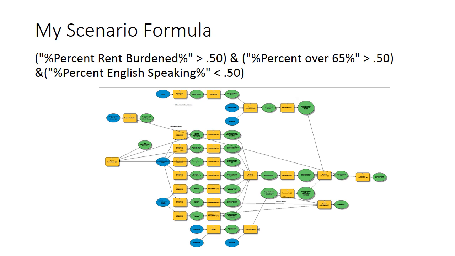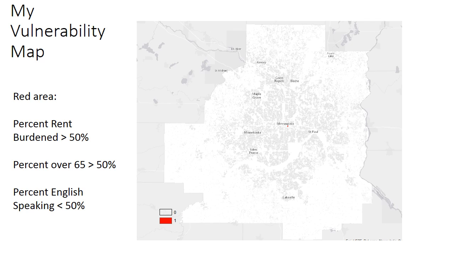So for example, for my scenario, I chose percent rent burden over 50%, percent over 65 over 50%, and percent English less than 50%. And this was the resulting model. You can see there how it's factored in. And here's my vulnerability map resulting from that scenario formula. So that little red area there you can see right below Minneapolis is the area that it identified as being rent burden over 50%, over 65 over 50%, and percent English speaking less than 50%.